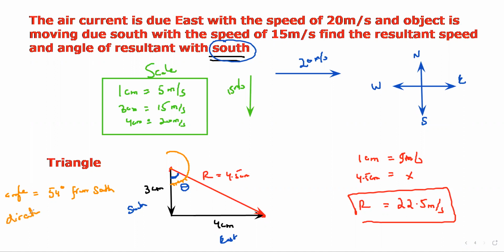Is it clear how we get the direction and the magnitude by a scale diagram? Yes, sir.